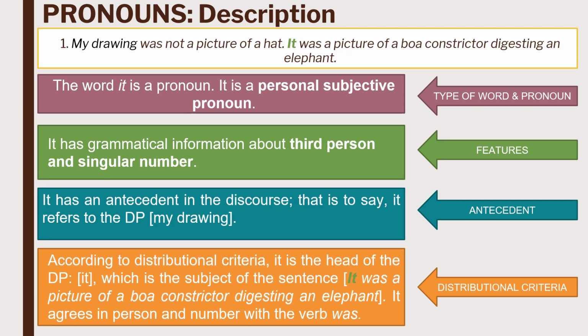With respect to its distributional criteria, it is the head of the DP it, which is the subject of the sentence. It was a picture of a boa constrictor digesting an elephant. And it agrees in person and number with the verb was.